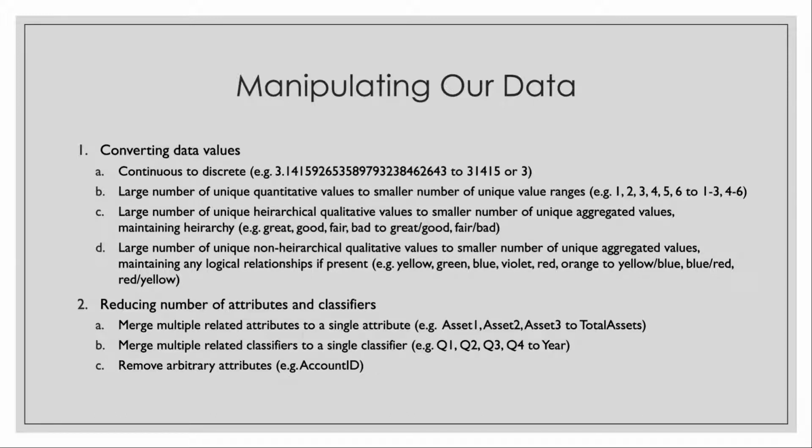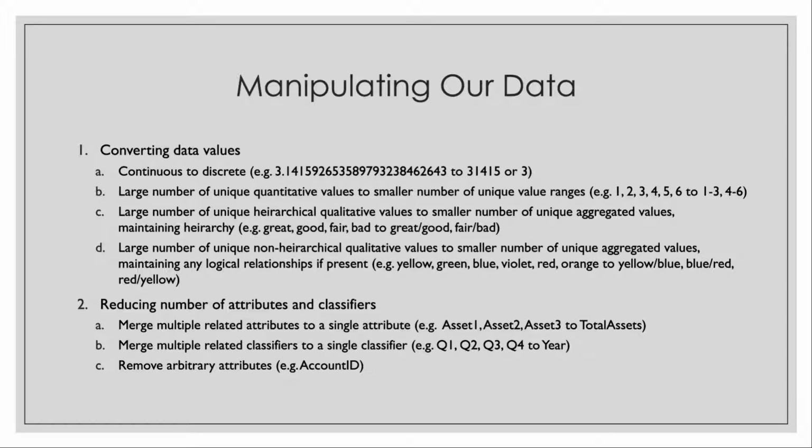With the non-hierarchical qualitative values, we don't have to worry about the hierarchy, but we do want to keep any logical relationship that they might have. So here we have yellow, green, blue, violet, red, and orange. The values I've created are yellow, blue, blue, red, red, yellow. You'll notice green, violet, and orange are not included in those, but they can be represented, like green with yellow, blue.